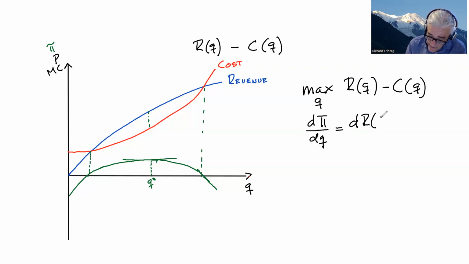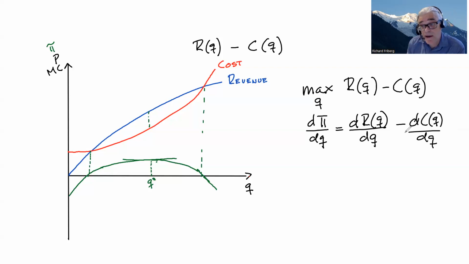What does that mean? That means dR(Q)/dQ, the change in revenue as we're producing just a bit more. In other words, the tangent to the revenue curve, the slope of the revenue function. So how is revenue changing when we're producing 1 unit more or a little bit more? Minus dC(Q)/dQ, the marginal cost: how are costs changing when we're producing just a little bit more? And so that's the slope of the profit function. And at the optimum, that slope is equal to 0.